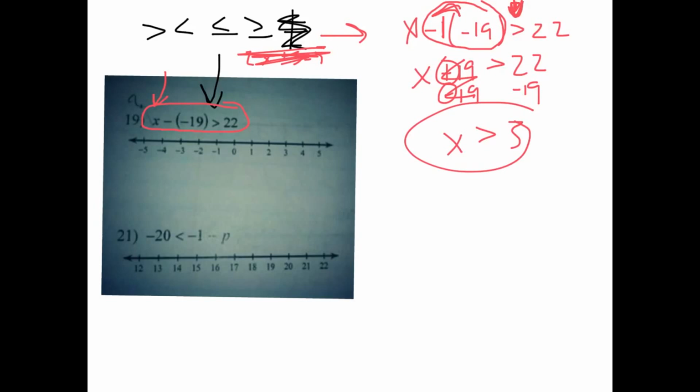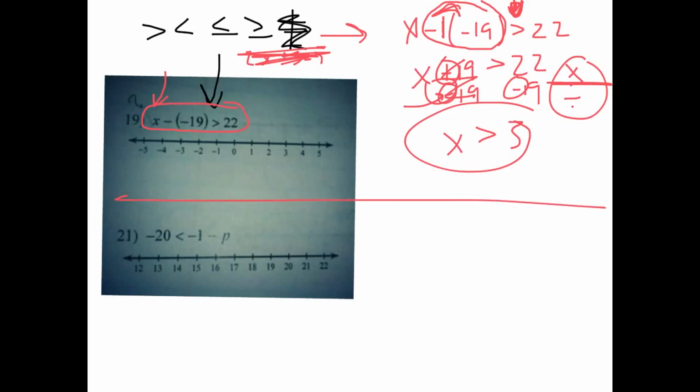Okay? You're thinking, Mr. Tarver, you subtracted 19. That's getting a negative across. No. It's if you multiply or divide a negative. That's when you switch the sign. Otherwise, it's just like a regular equation. So, two steps to solving this problem, okay?